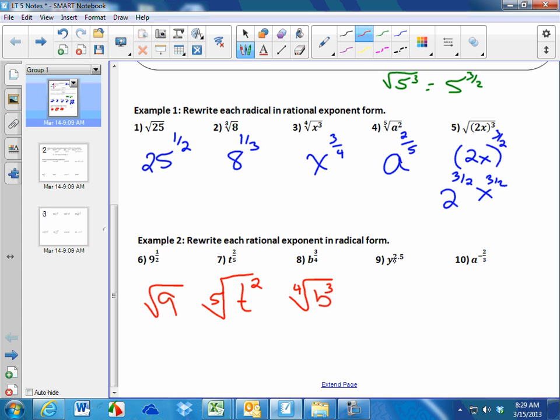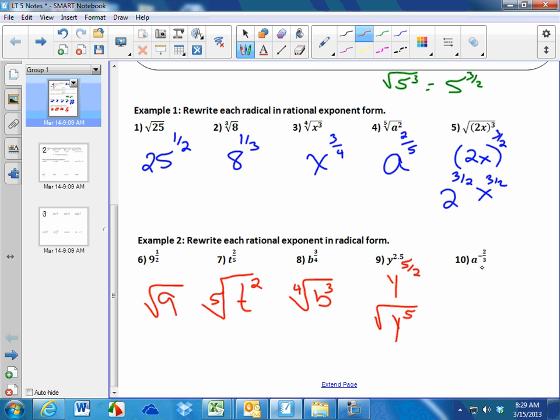All right, 2.5. Well, the first thing is, what fraction is that? Yeah, that's 5 over 2. So this is really y to the 5 over 2. So as a radical, it would have the square root, an index 2. So square root of y to the 5th. And we really would need to simplify these, but for now, all we're practicing is going from exponent to radical form. Okay, so we'll just leave it as square root of y to the 5th.